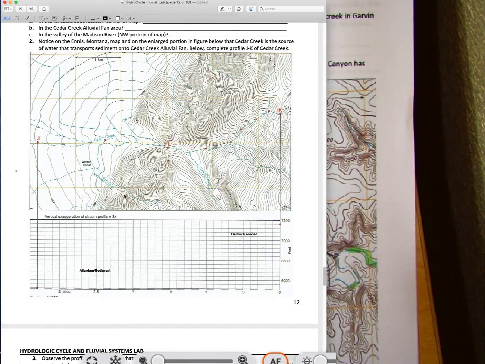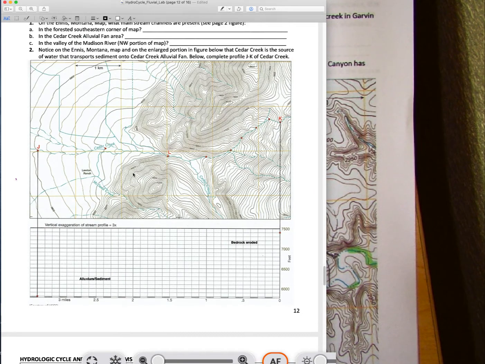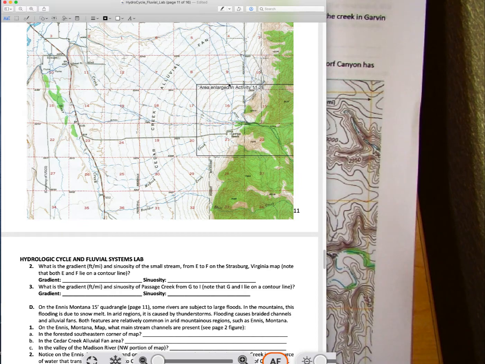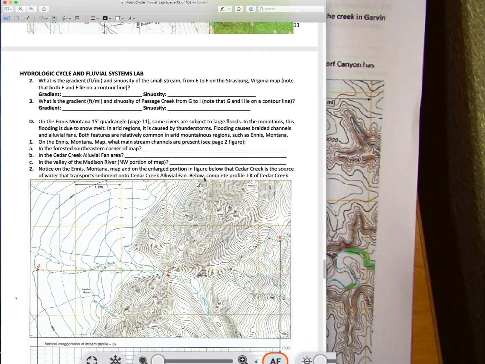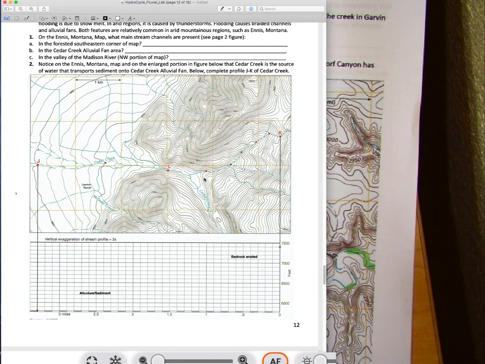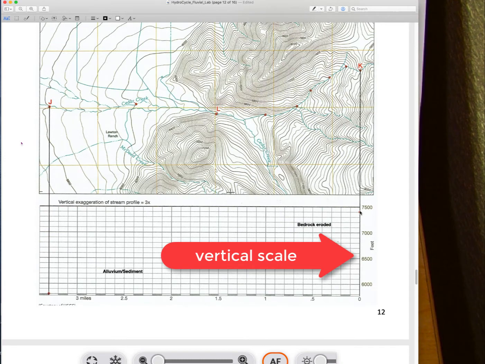Now, this is an enlarged portion of this Ennis Montana map. So we're taking this section here and we're enlarging it here. And our job is to make a longitudinal profile from K through J. So basically wherever there's a red dot, we want to record that elevation. They've already done this letter K for us at like 7,400, right? So it looks like each of these is 100 feet, on the vertical scale.